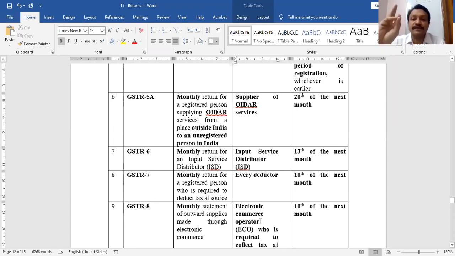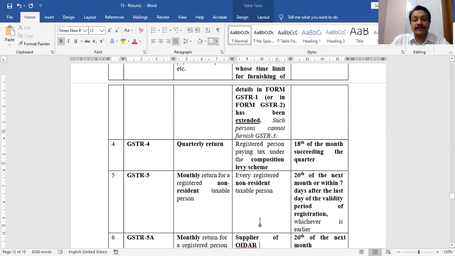There are only 3 returns. Outward supply GSTR 1 same, inward supply GSTR 2 same, and the combination of so much information, the requirement of so much information under GSTR 3B same, except 6 classes of people. Those 6 classes have separate forms for furnishing comprehensive information.